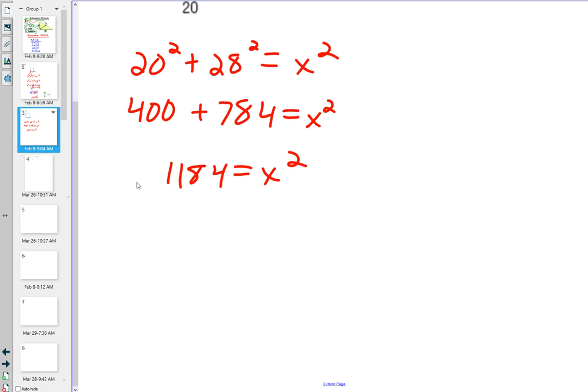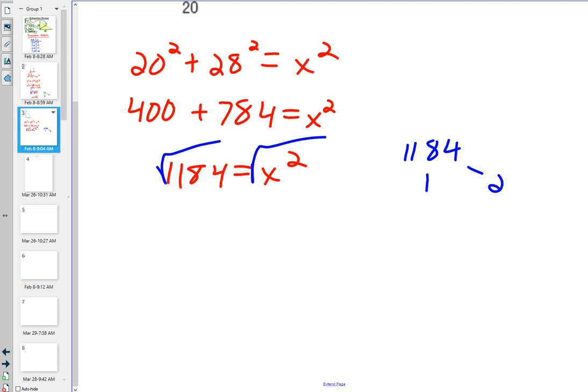Now, I don't know off the top of my head if 1184 is a perfect square. So regardless of what the instructions say, I'm going to put that into my calculator. I'm going to take the square root of both sides, and I'm going to cross my fingers. It gave me a decimal. Okay, so that means if the directions say to round, then go ahead and just round. But if not, we would simplify this.